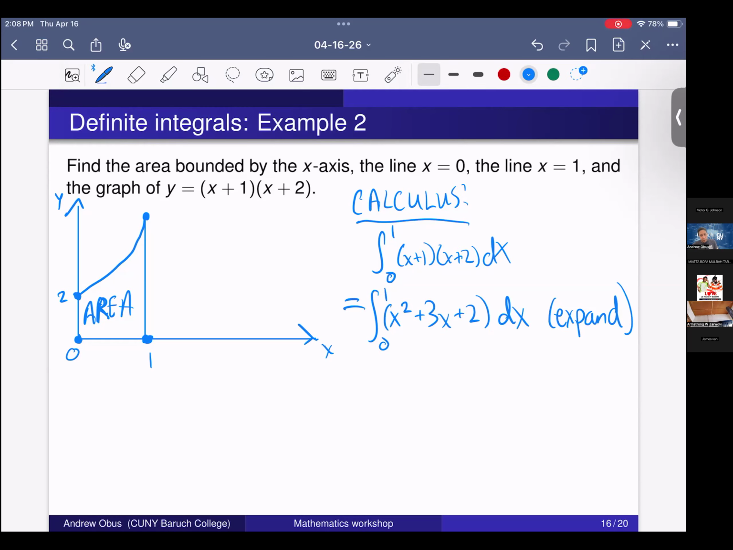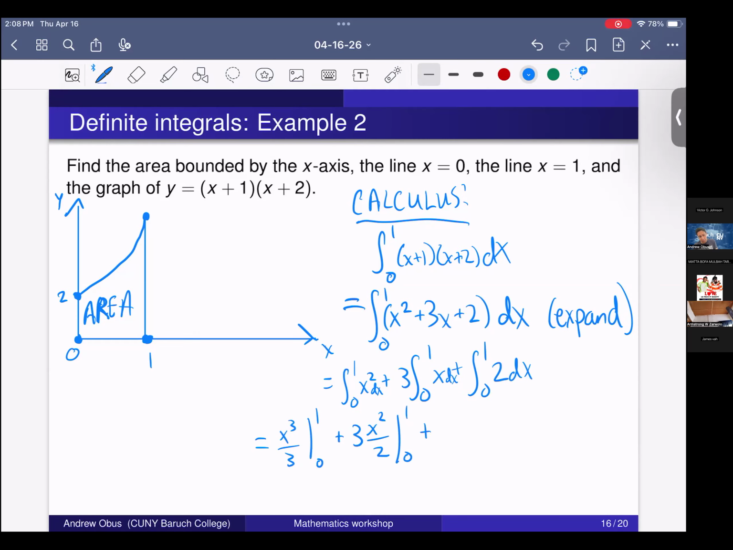Okay, and now the rest of this is standard integration, so let me just go through it. This is the integral from 0 to 1 of x squared plus 3 times the integral from 0 to 1 of x plus the integral from 0 to 1 of 2. I'll write dx here for everything. And now we can use our power rule. This is going to be x cubed over 3 evaluated from 0 to 1 plus 3 times x squared over 2 evaluated from 0 to 1. And then the integral of 2 is 2x evaluated from 0 to 1. And again, we don't need any constants because it's a definite integral.